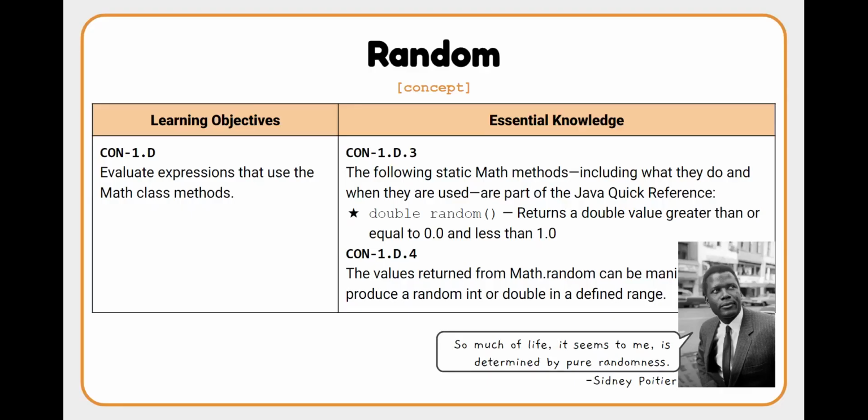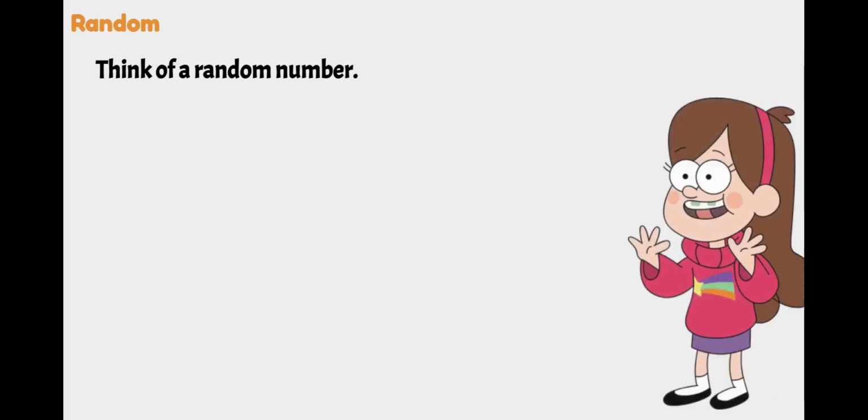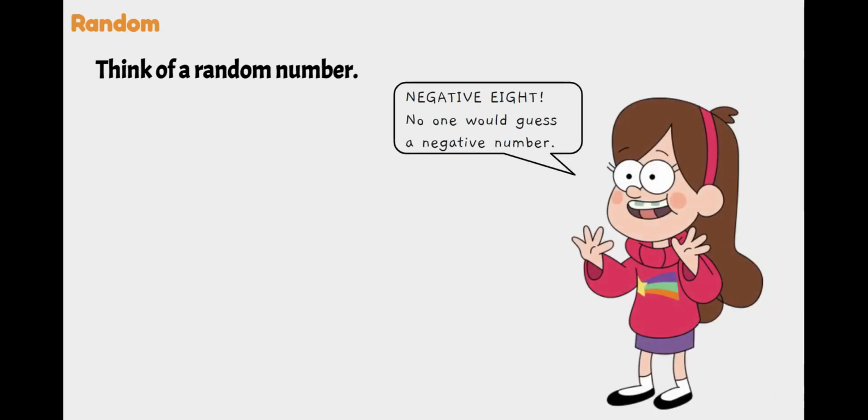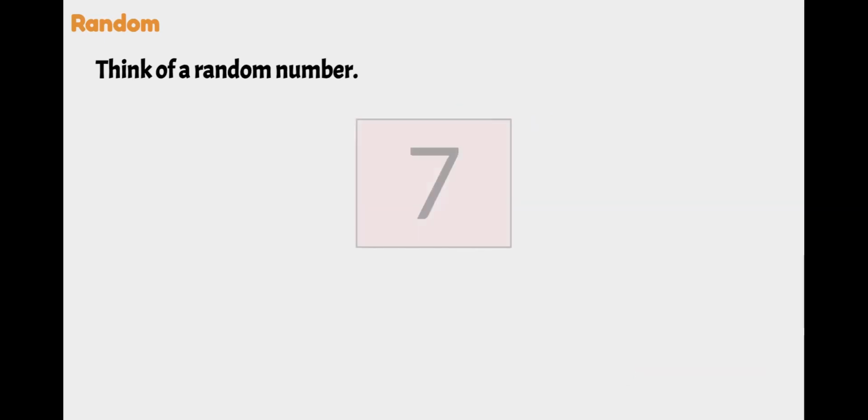Moving on to our next concept, which is random. It doesn't mean we'll be talking about random things. We're going to be talking about one very specific thing, which still aligns with our learning objective, evaluating expressions that use Math class methods. So think of a random number, any random number. Think of a positive random number. Did you guess 7? I'm thinking maybe you did.